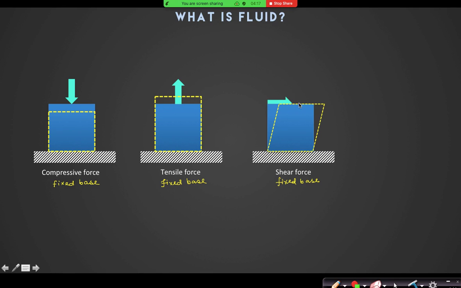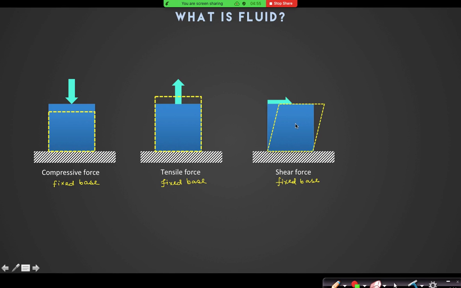And the third type of force is new to us. It is known as shear force. You can see the shear force is applied on the surface but parallel to the surface, parallel to the base, not perpendicular to the surface area. And in application of that shear force, this body will change its shape like this. It will get twisted if the base is fixed.